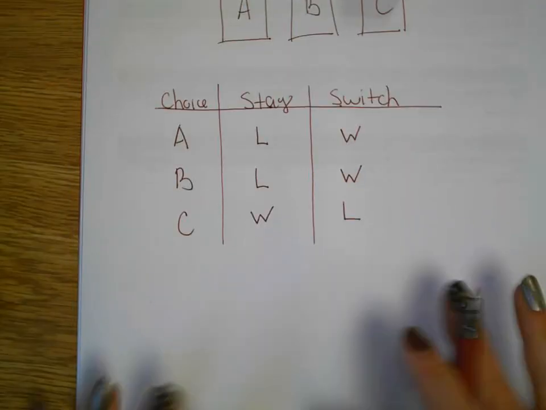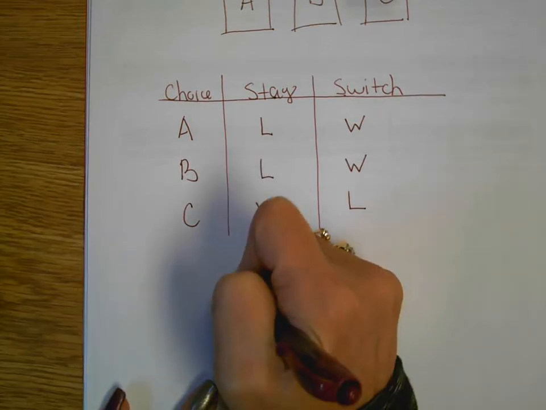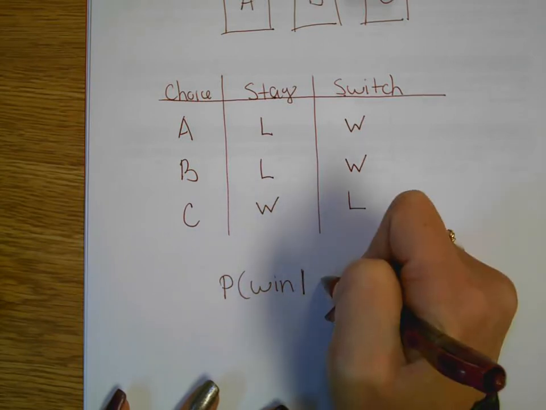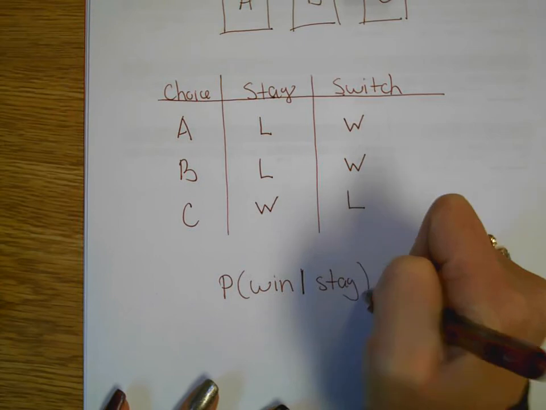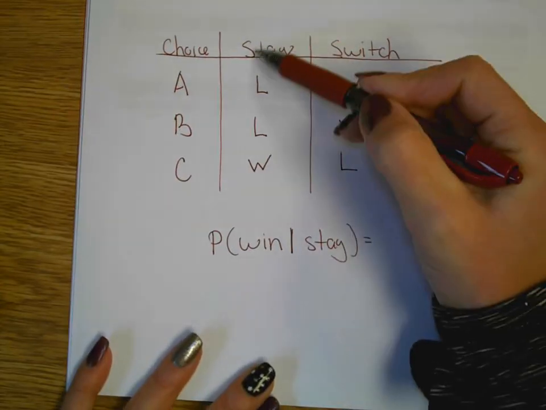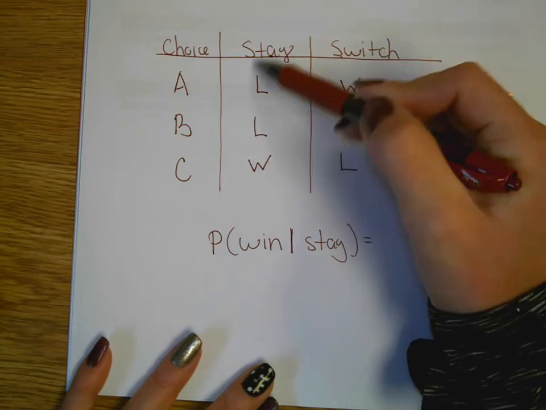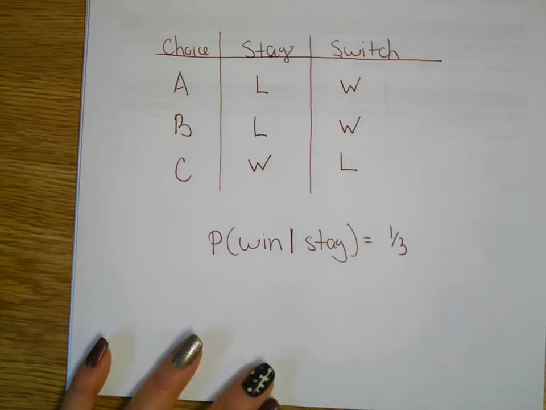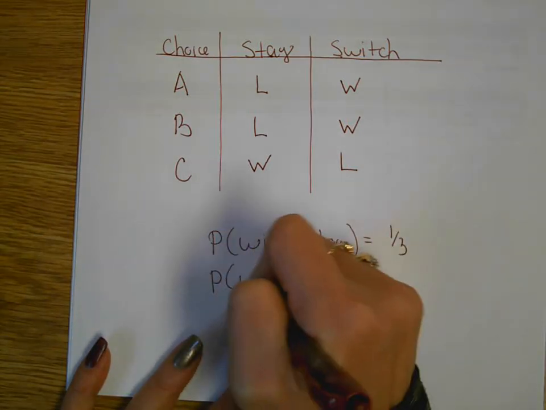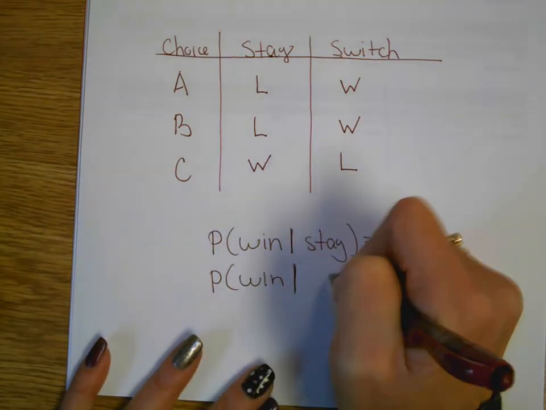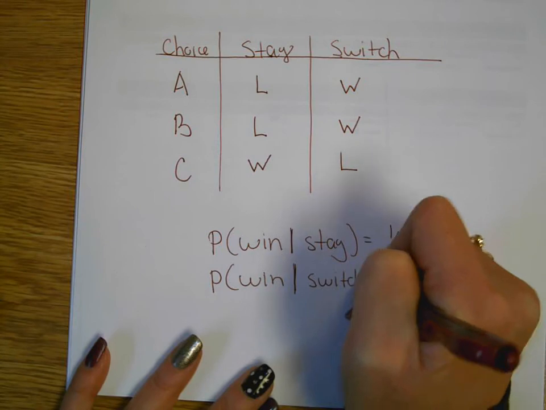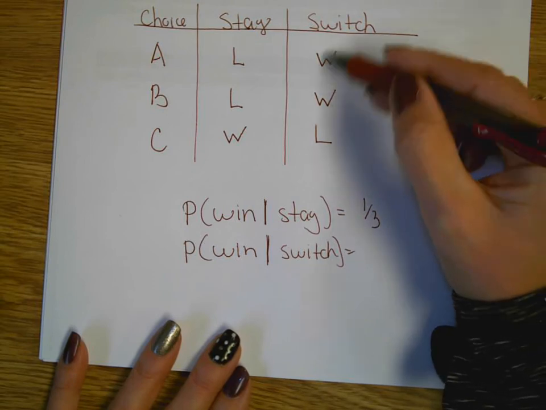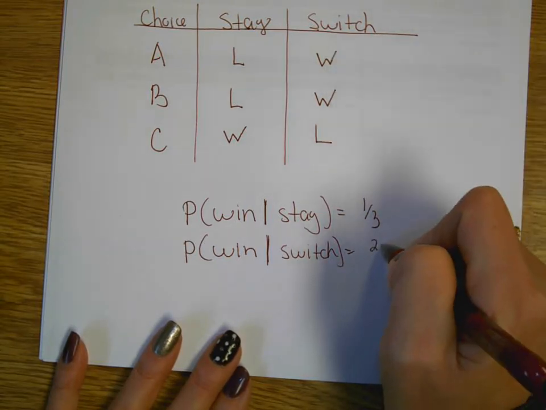So, I can change these into some probability questions. What's the probability that I win this game given that I stay with my original choice? So here's my stay situation. There are 3 possible outcomes. I win on only one of the 3. So I have a 1/3 chance of winning if I stay. Well, what's the probability that I win given that I switch? I'm limiting my sample space to switching. If I look here, I'm a winner 2 out of 3 times. I've got a 2/3 chance of winning.